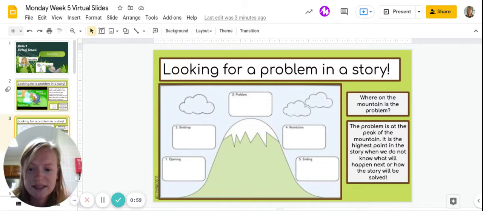Okay, so thinking about problem. Let's go on to our next slide. If you look at this, try and think about the problem like a mountain. The problem gets introduced at the peak of the mountain. We've been introduced to the character, we've learned a little bit about the setting, and now we want to know what's going to go wrong in the story. So it's like the climax of the story, or the top, so that people have to think, well, I wonder what's going to come next. So it's always good to remember this little mountain in your head when you're thinking about a story.